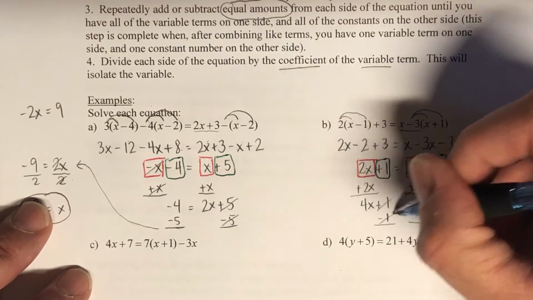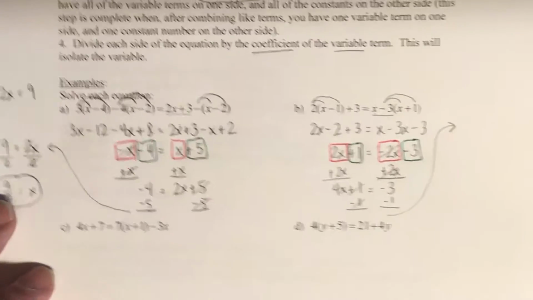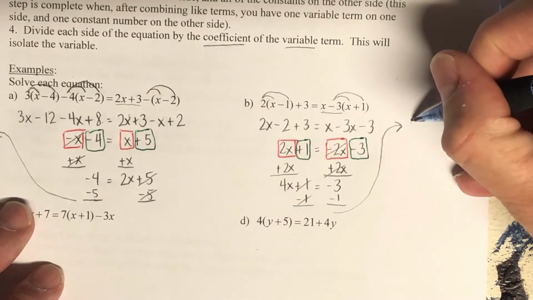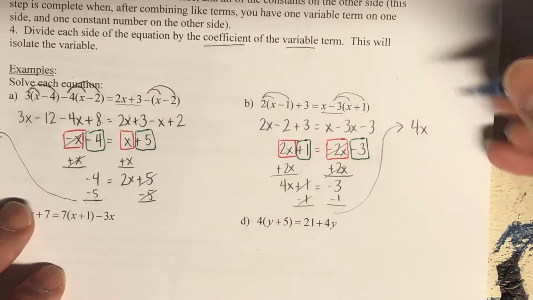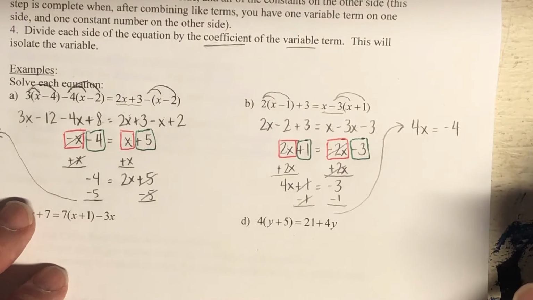So the 1's cancel there. Let me move it up here. And I'm going to get what here? I'm going to get 4x. 1's cancel. And then on the right-hand side, negative 3 minus 1 is negative 4.